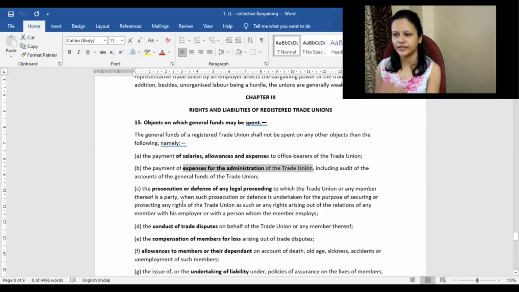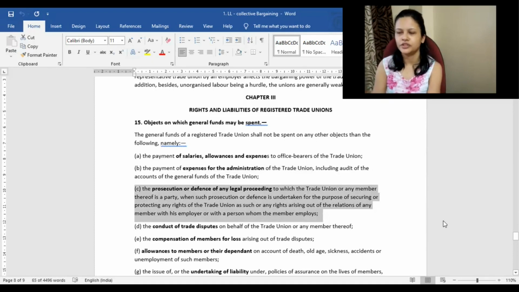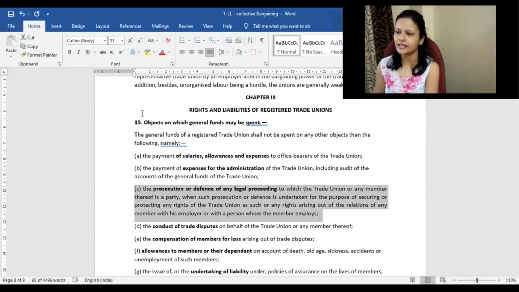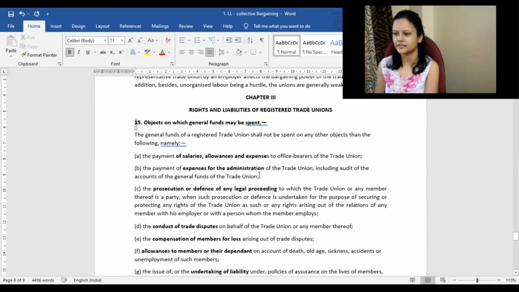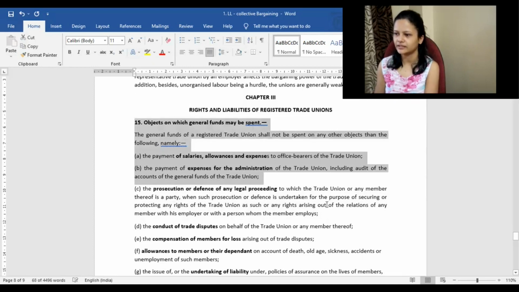This is for the purpose of securing and protecting rights of the trade union as well as rights arising out of relations of any member with his employer or any person whom the member employs. So just because a person was a member of the trade union and he was trying to fulfill the conditions or objectives of the trade union, there are some cases. In such cases, his expenses may also be borne by the trade union, but it would not be like in his private capacity he is doing something and the trade union would bear the expenses. It's not like that, but whatever is done for the trade union, for that it will be used.